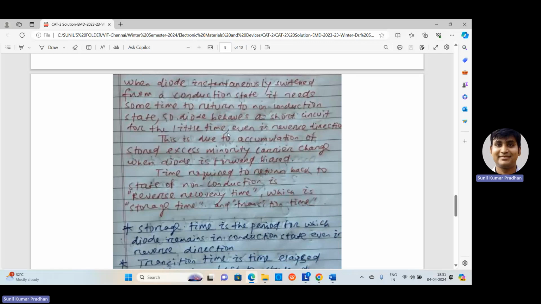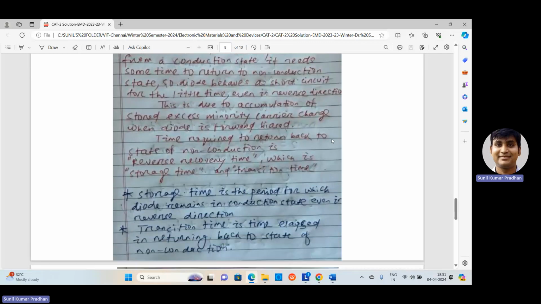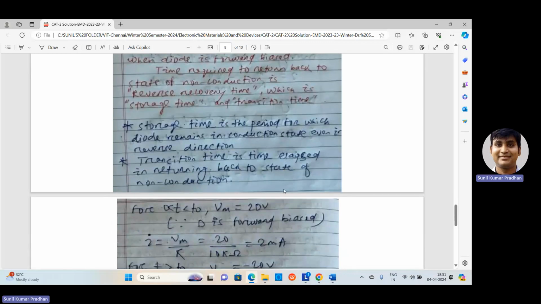So the diode becomes a short circuit for a little time, even in the reverse direction. Now this is due to the accumulation of stored excess minority carrier charge when the diode is forward biased. So the time required to return back to the state of non-conduction is called the reverse recovery time, which consists of storage time and also transition time. Now what is the storage time? That is actually the period for which the diode remains in conduction state even in the reverse direction. And transition time is the time elapsed in returning back to the state of non-conduction.